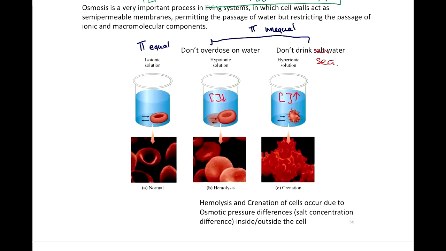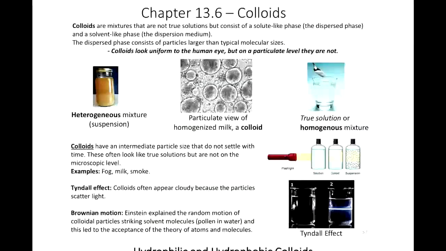And so what you're doing is utilizing the whole idea of keeping the salt concentration, osmotic pressure, inside and outside of your cells equal. Because when it's unequal, bad stuff happens. Okay, great. All right, so last part of the chapter, colloids, a special type of mixture.